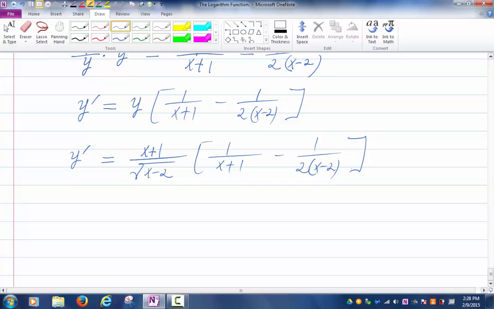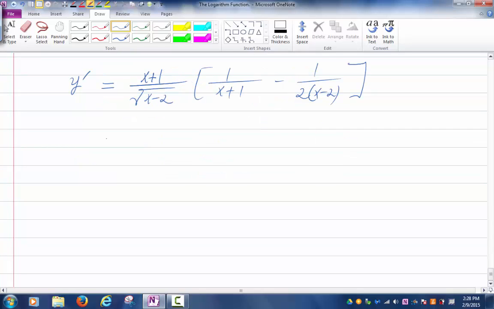Now, if I ask you a question like this in the exam, you can leave your answer as it is here, but let me show you how to simplify it a little bit further. Basically, you're going to multiply out, okay? If you multiply out, you're going to get 1 over root of x minus 2 minus x plus 1 over 2 times x minus 2 to the what? 3/2. Very good. That's what you get.